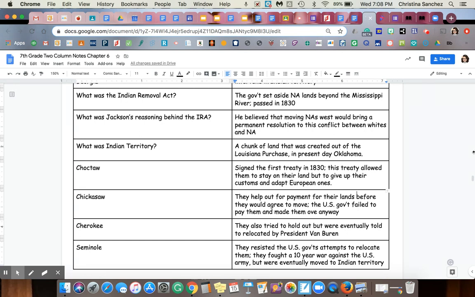Now, Indian Territory was a chunk of land that was created out of the Louisiana Purchase, which the United States got from France in the mid-1800s. And it is located in what is present-day Oklahoma.